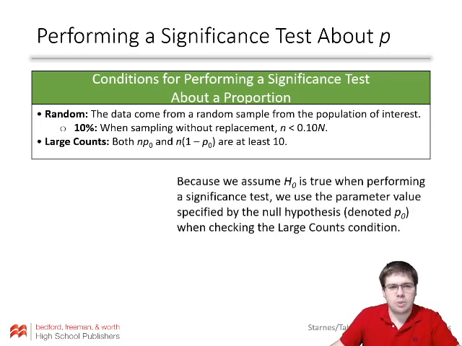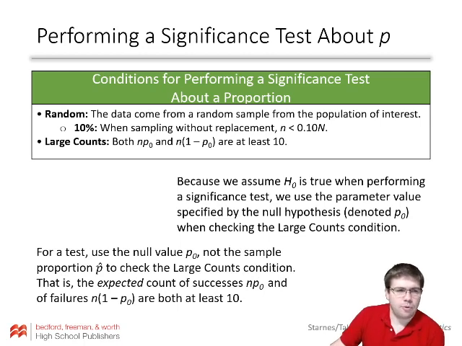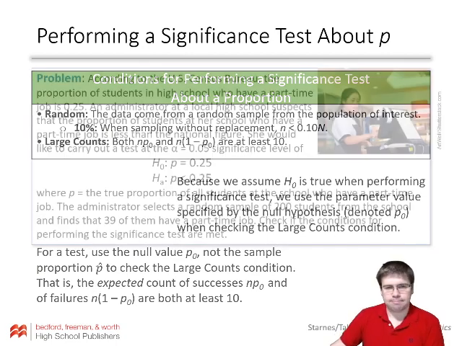Because we assume the null hypothesis is true when performing a significance test, we use the parameter value specified by the null hypothesis, in this case denoted p naught, when checking the large counts condition. So for a test, use the null value p naught, not the sample proportion p hat, to check the large counts condition. That is the expected counts of successes and failures, instead of the observed, like we did for confidence intervals. So that's the one big difference in those conditions.